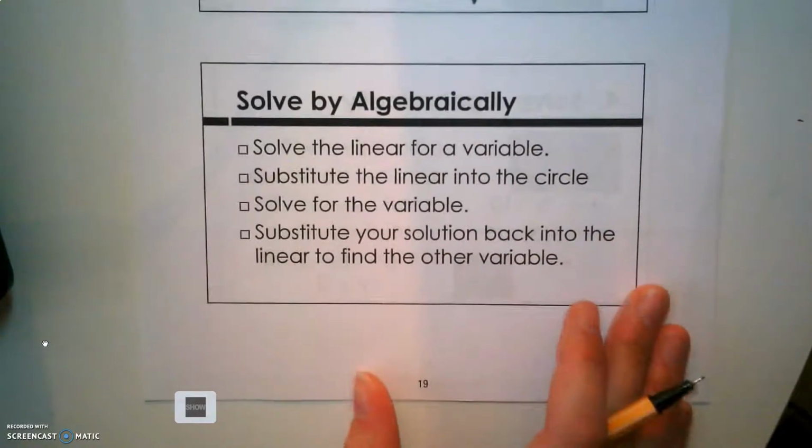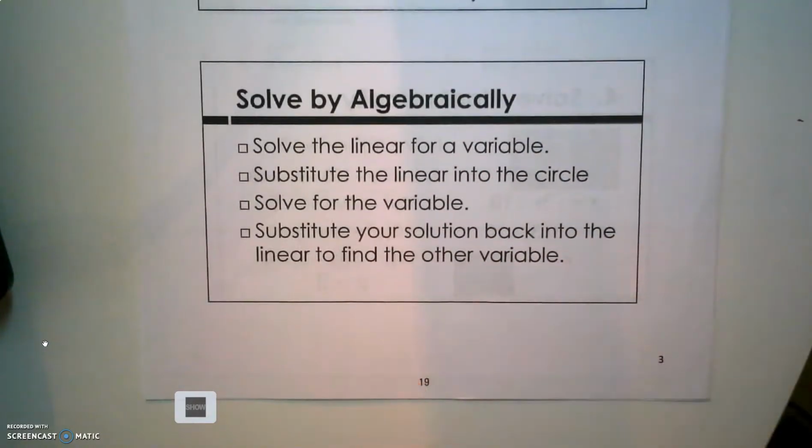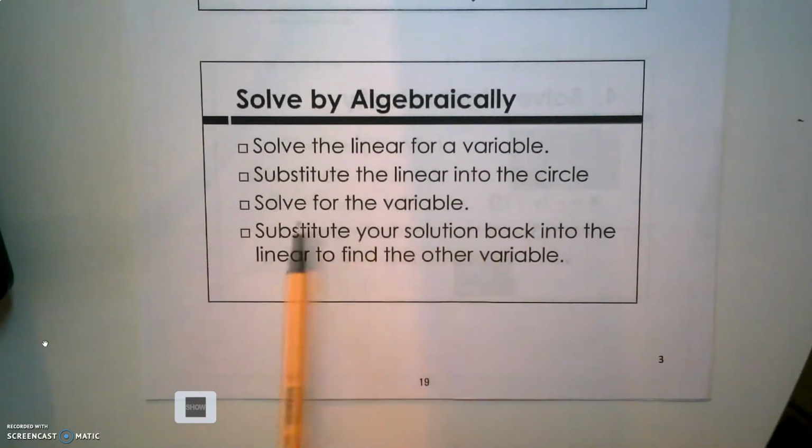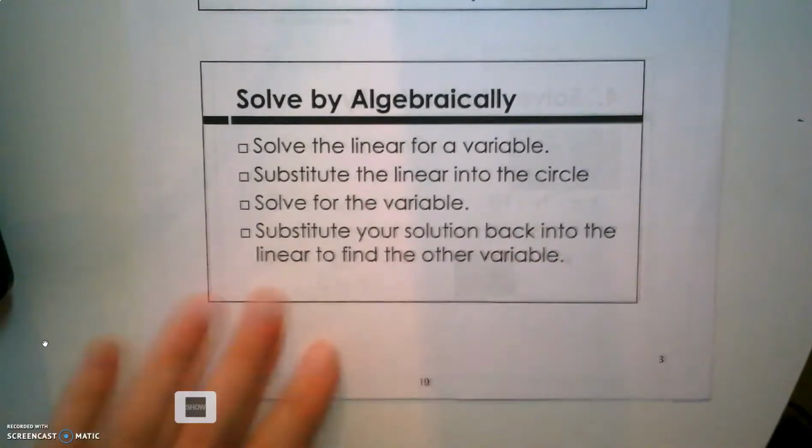Solving algebraically is, of course, going to take a little bit more work. We're going to solve the linear equation for one variable, so y, for example, since we already know how to put it in slope-intercept form. We'll substitute the linear into the circle. We'll solve for the variable, and we'll substitute back into our linear equation to find the other. So very similar to systems of linear equations where we have 3 ways to solve. Here we have 2, graphing and substitution.